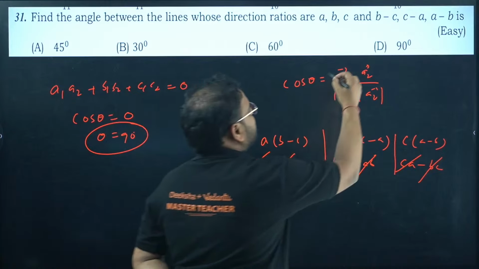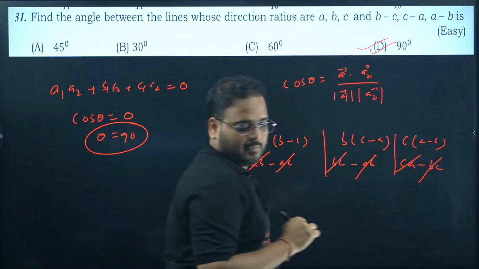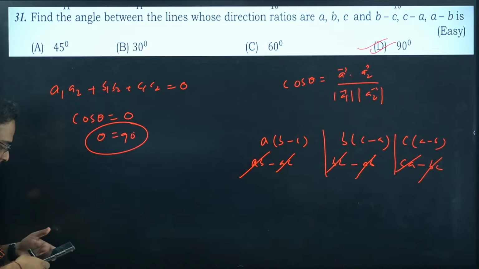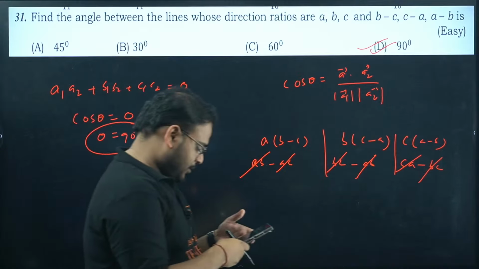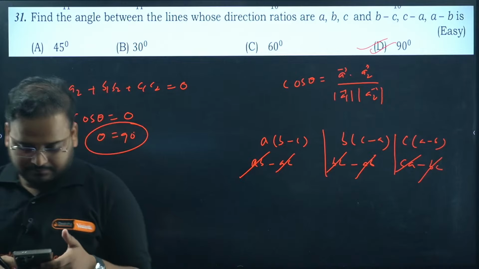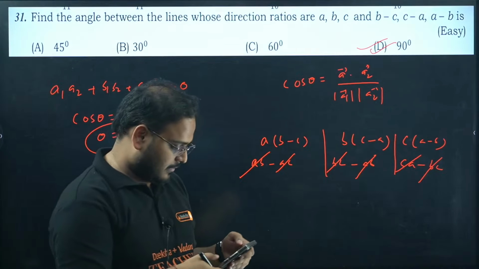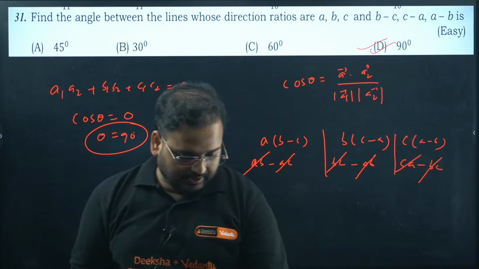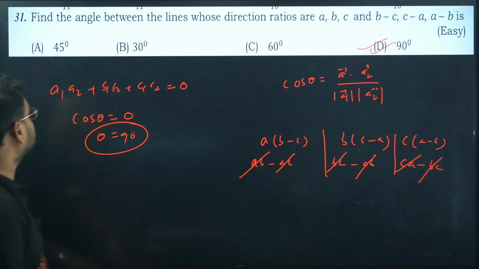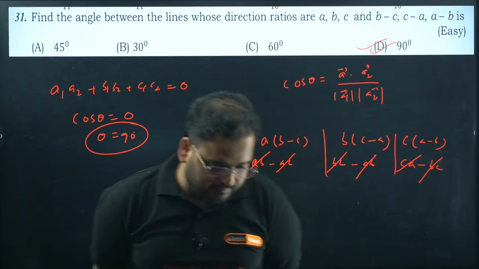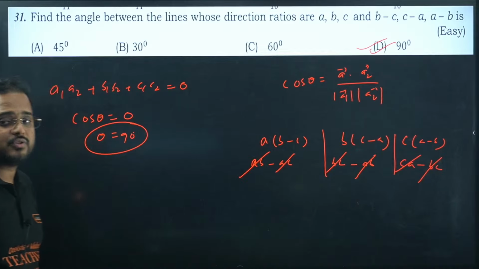90 degrees, option is D. Please check. Yes, 31 is D. Everybody has given me the answers. Others who have not yet, I am surprised. Why? This is a very simple question.